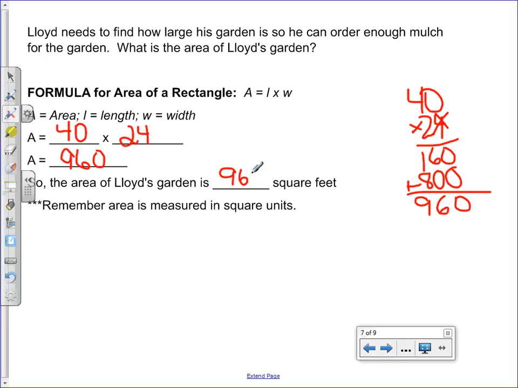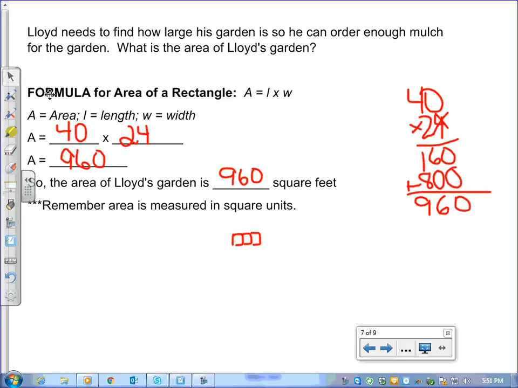When we talk about area, since we're talking about the surface that it covers, it's measured in square units. It's basically how many squares will fit on that surface. So it's measured in square feet, square inches, whatever measurement you're using at the time.